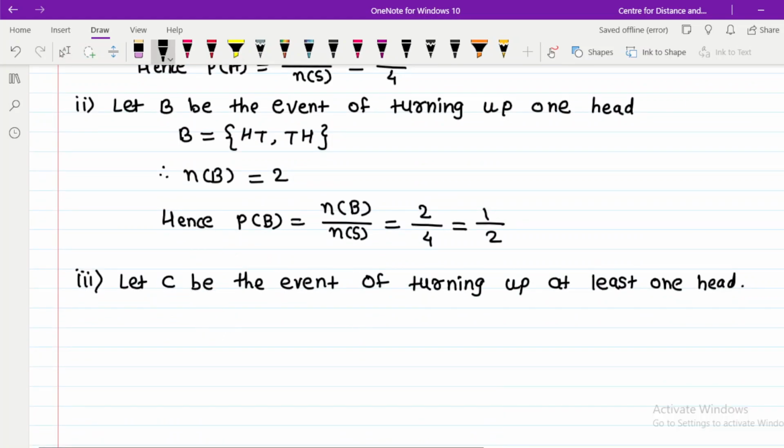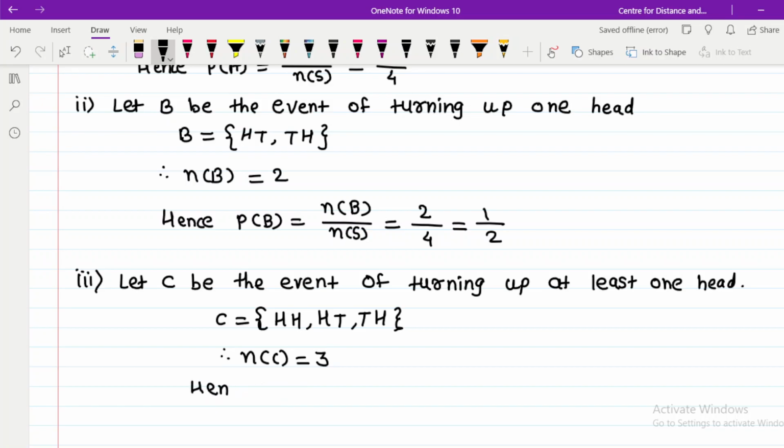So here we get C is equal to HH, HT, TH. Therefore, n of C is equal to 1, 2, 3, so n of C is equal to 3. Hence P of C is equal to n of C divided by n of S, which is equal to, the value of n of C is 3 and the value of n of S is 4. 3 ones are 3, 3 twos are 6.